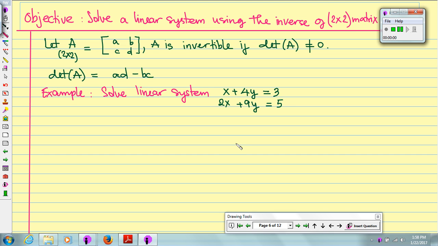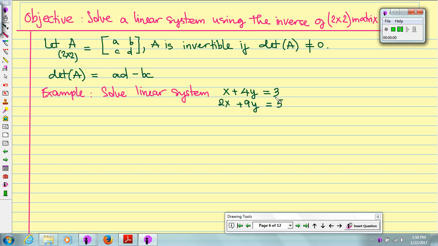In this video, we are going to solve a system of linear equations using the inverse of a 2 by 2 matrix. So let's quickly review that before we can start to solve a system of linear equations. If we want to use the inverse matrix, we have to make sure that matrix A is invertible. It means that we have to check the determinant. Make sure our determinant is a number that's different than 0.